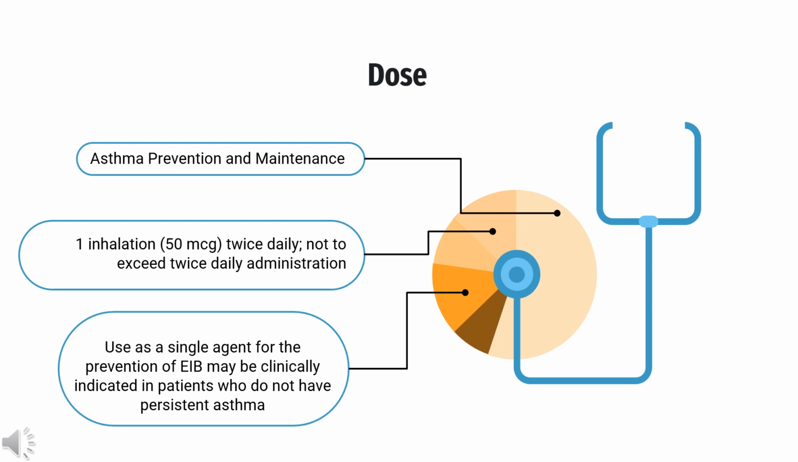Prevention of exercise-induced asthma. Use as a single agent for the prevention of EIB may be clinically indicated in patients who do not have persistent asthma. One inhalation 30 minutes before exercise, a second dose not to be administered for another 12 hours, not for use in individuals receiving twice daily therapy of salmeterol.